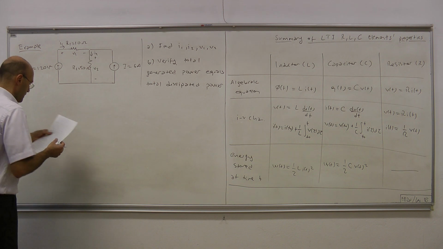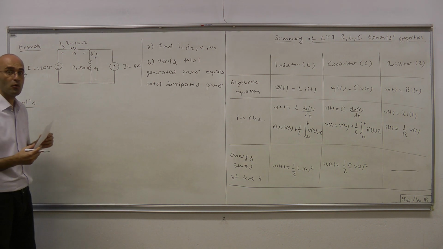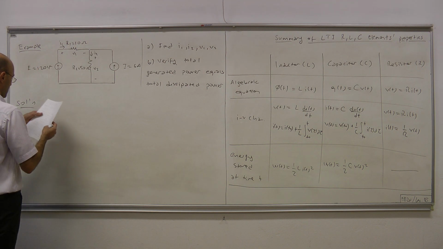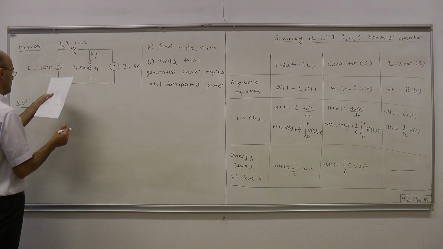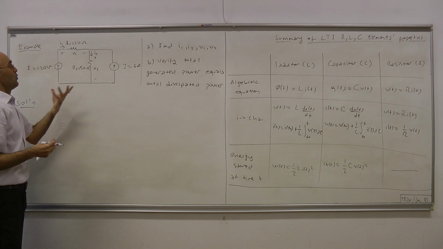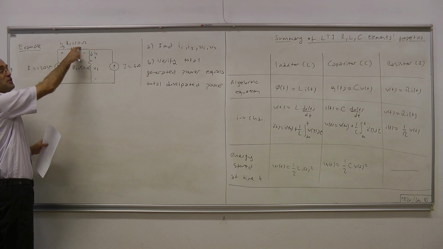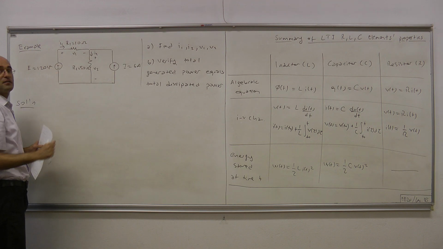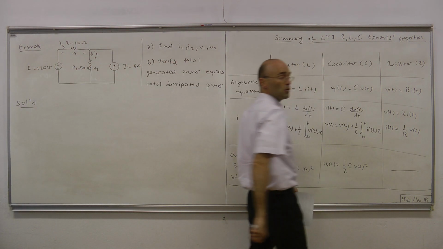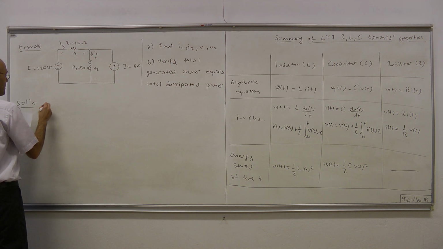Okay. Here is a way to approach the problem. Now let me do some labeling first. Before, let's write what we can write. First of all, we know that this is an LTI resistor, therefore voltage and current are related to one another through Ohm's law. Okay, V equals R times I. So let's begin by writing those. Solution A.